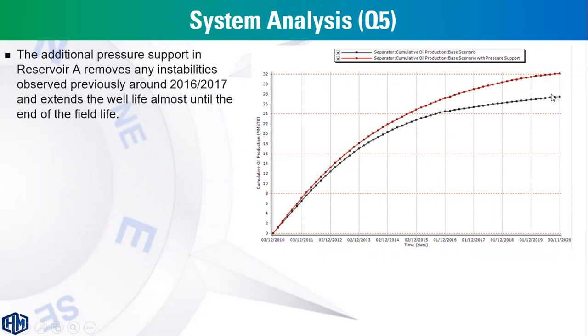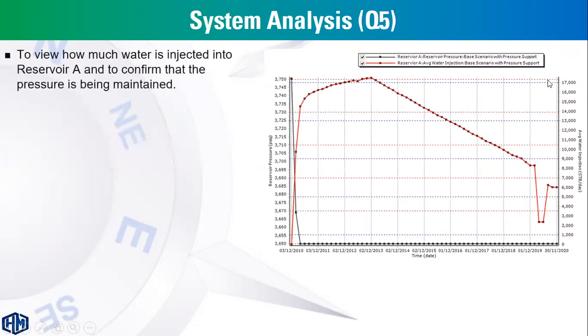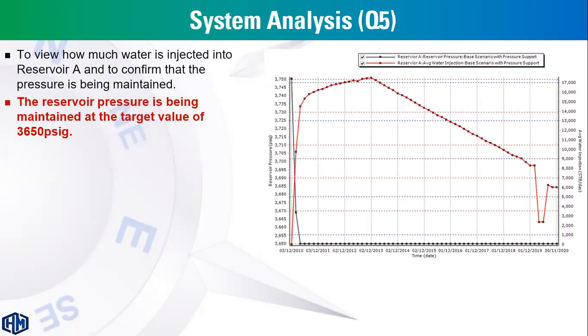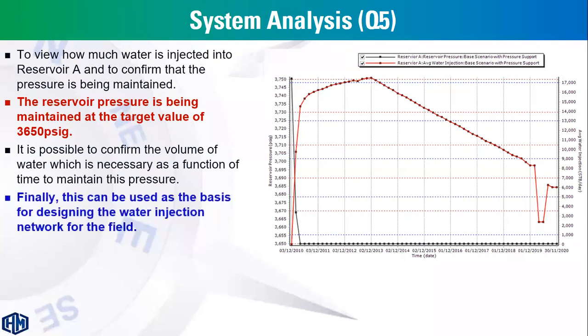So the results of taking this step, introducing pressure support by water injection operations, are shown in this comparison of system results in terms of cumulative oil production. Between the two cases, we have a significant increase in cumulative oil production between the base case and the water injection case. And this is the reservoir pressure, maintained constant, as you can see, while we inject water in this reservoir. Based on the injected water volume, we can design a specific water injection network for this field to start injection operations to maintain the average reservoir pressure.